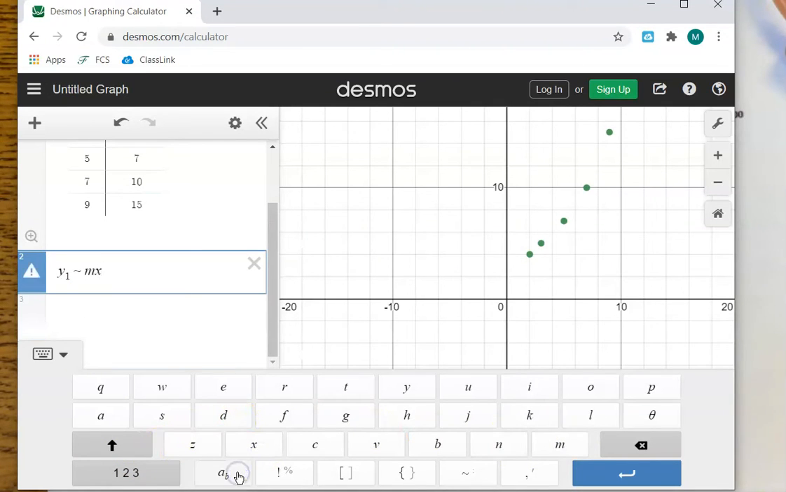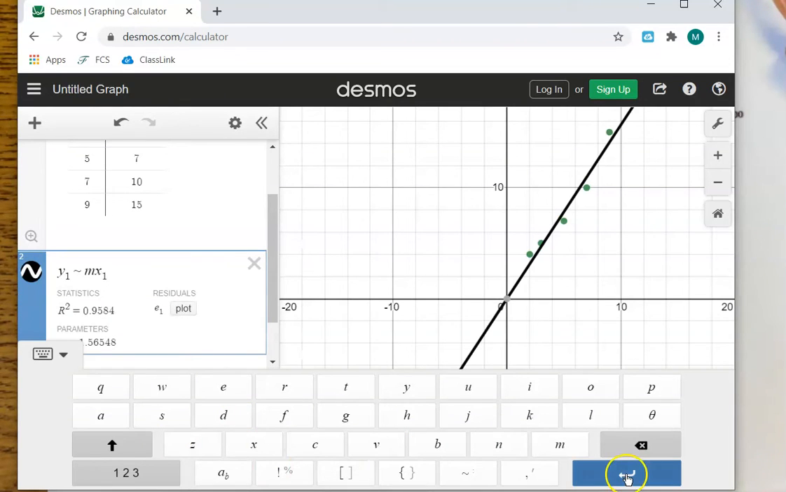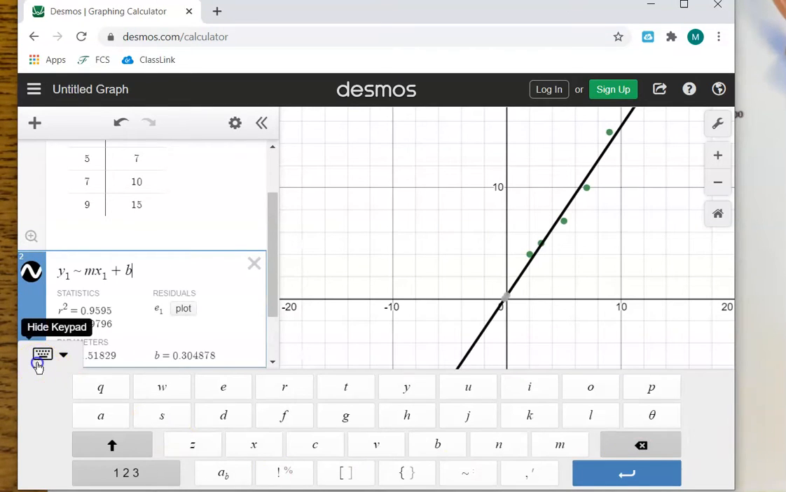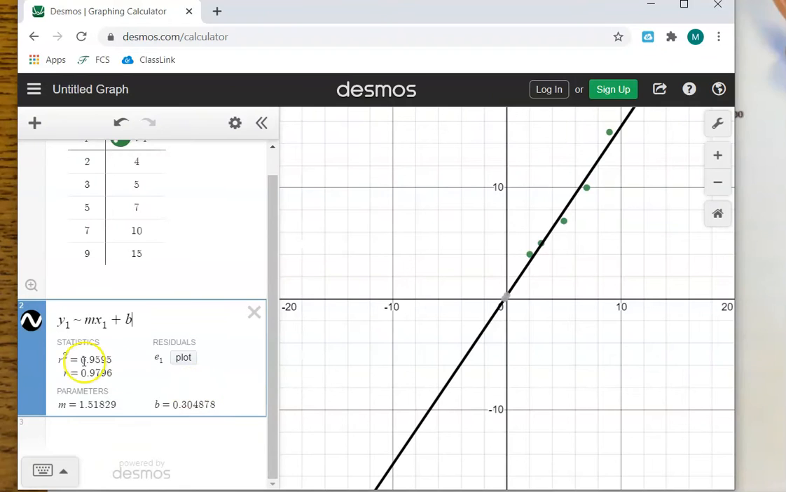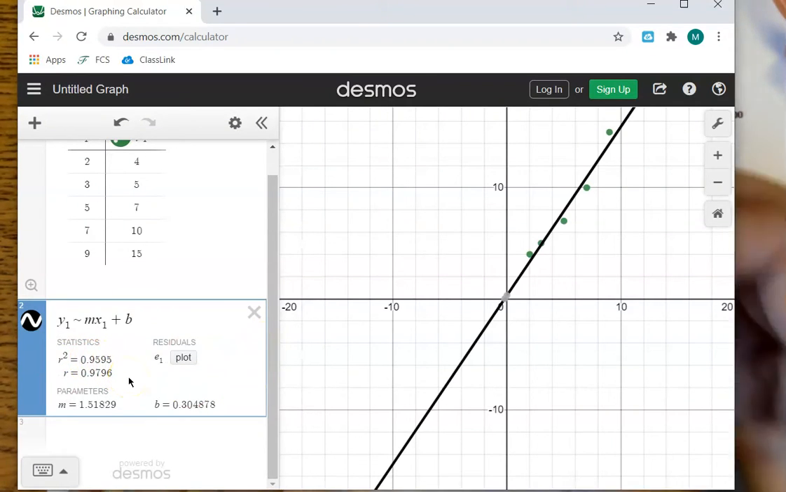X subscript 1. And then I'm going to put the right arrow to get larger again, plus B. Alright, I'm going to minimize this keyboard and I'll take a look. So I've got my R squared and my R. So it looks like my R, I'm just going to add this on here too so we can talk about the R.